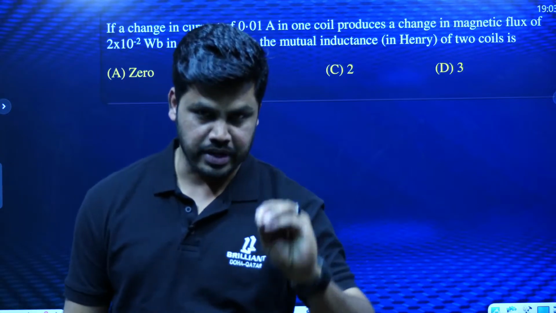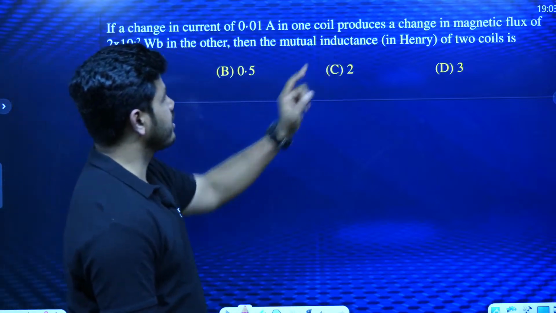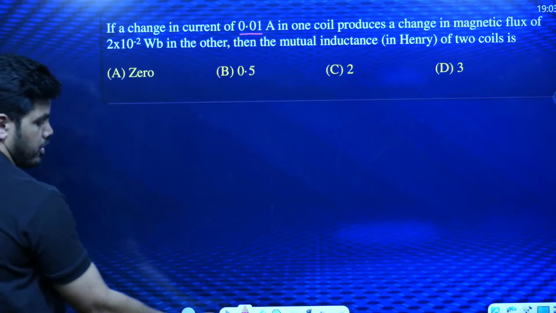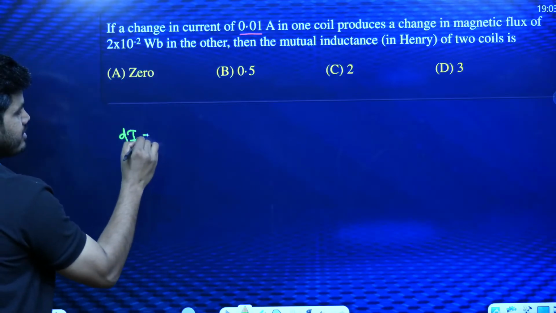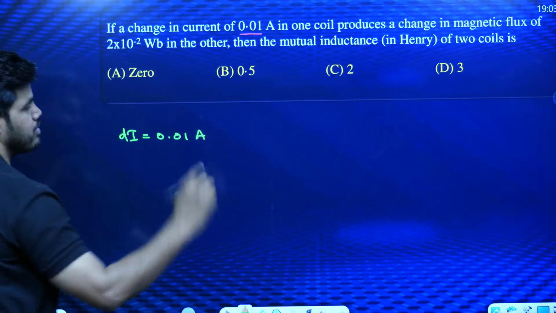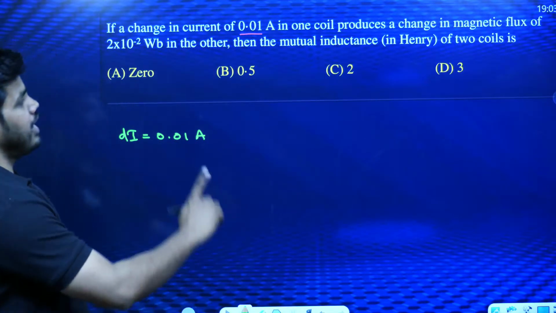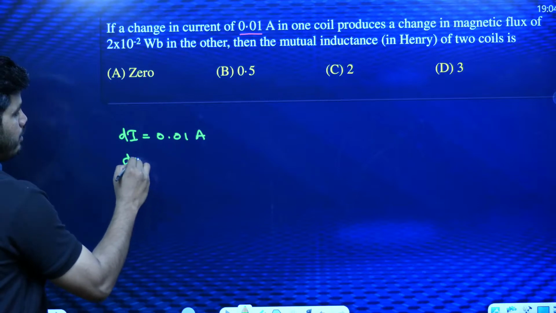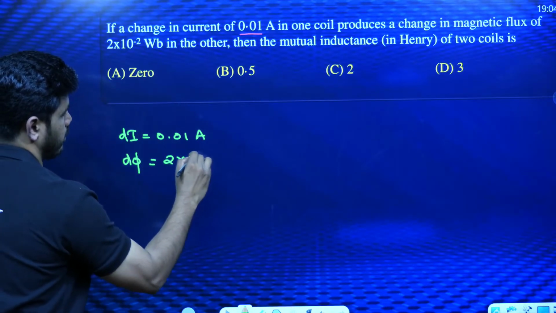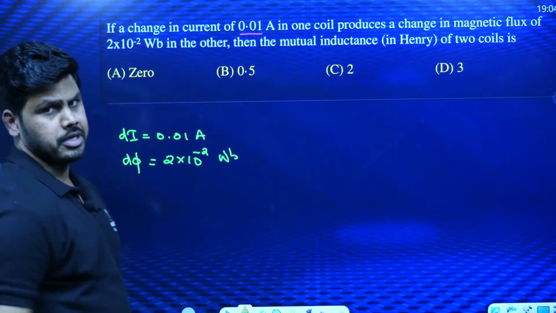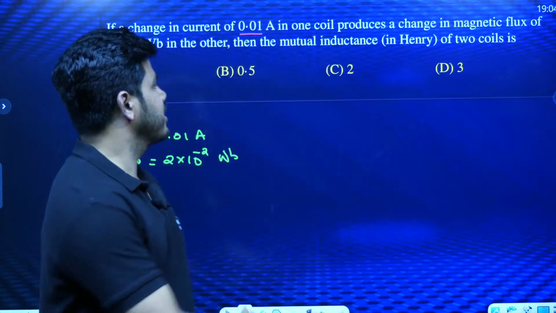Mutual induction you have to find out for two coils. So look at the values given. There is a change in current, 0.01 ampere. So we can say the change in current dI is 0.01 ampere. That is one of the given values. The next given quantity is magnetic flux. The magnetic flux changes by 2 into 10 raised to minus 2 Weber. That is the change in flux produced. You are asked to find the mutual inductance of the coil.